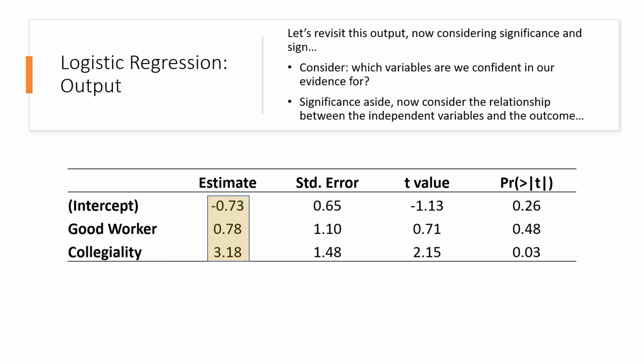Collegiality, same way. When I increase by 1 in the collegiality scale, I have a positive increase in the probability that I turn in my work on time. Is that 3 times the probability of turning in my work on time? No, it's not. Again, the magnitude we can't interpret. We can just interpret the sign and the statistical significance. We do believe there's a relationship after accounting for if the person's a good worker or not, and we believe the relationship's positive. That is, I believe that as collegiality increases, the probability of turning in your work on time increases.